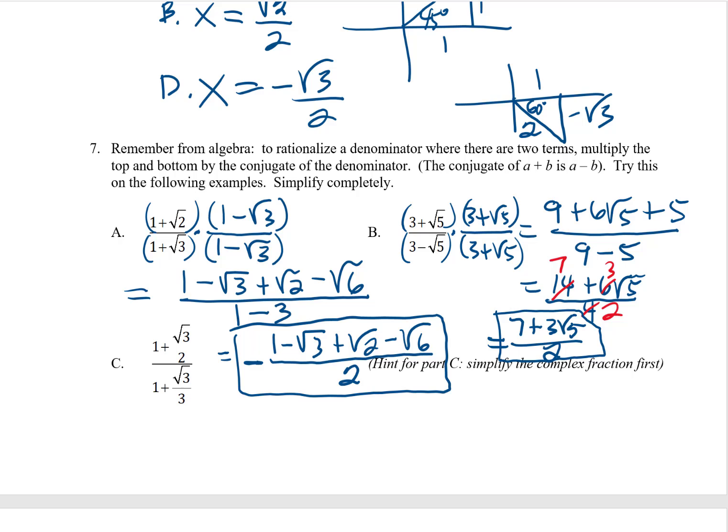Another way I could have done that last step is I could have factored a 2 out of the top as a GCF, and then that 2 and the 4 on the bottom would have reduced to 1 over 2, and I'd end up with the same answer.